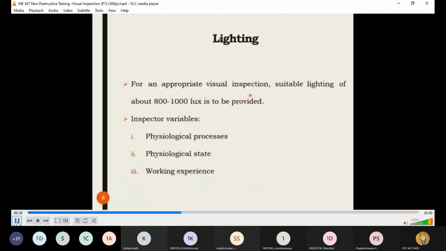Now, for an appropriate visual inspection, there is a lighting factor that is needed. Suitable lighting of about 800 to 1000 lux has to be provided. This is the condition needed for an appropriate visual inspection to take place. The different inspector variables include psychological processes, psychological state, and work experience, which makes a better examiner.